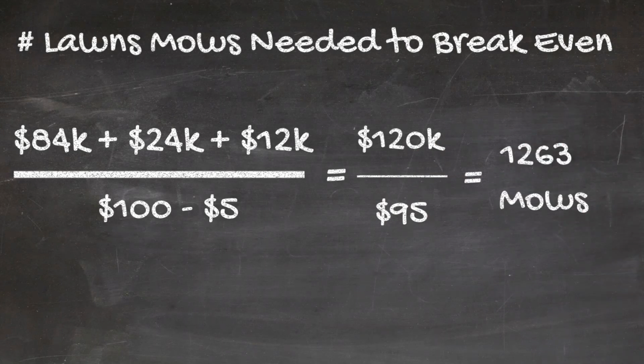$120,000 of fixed cost divided by $95 is 1,263 mows that my landscaper has to complete before he actually breaks even on the cost of his landscaping service. Now, let's break this down further.